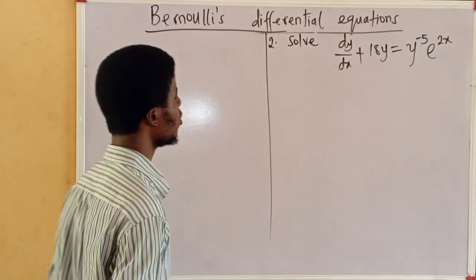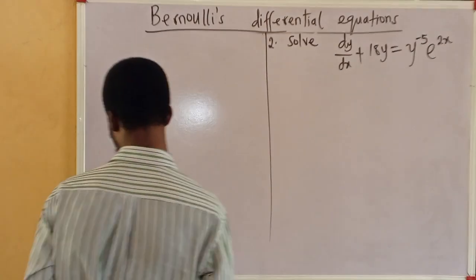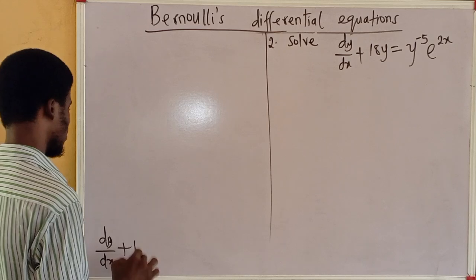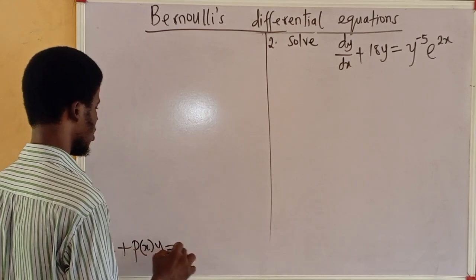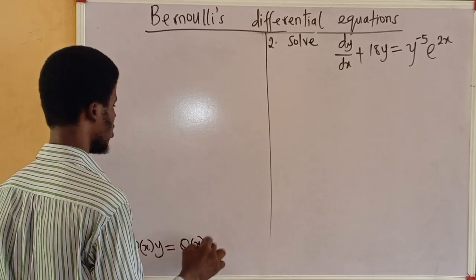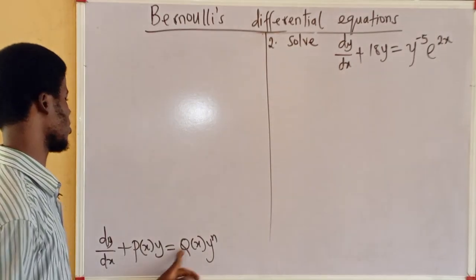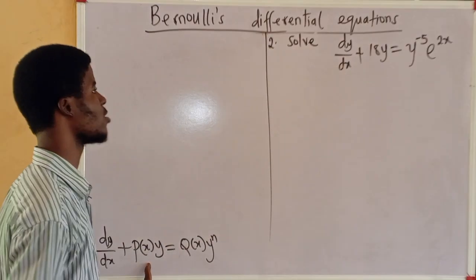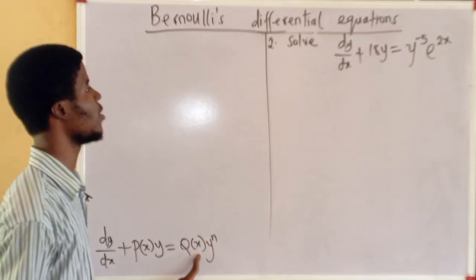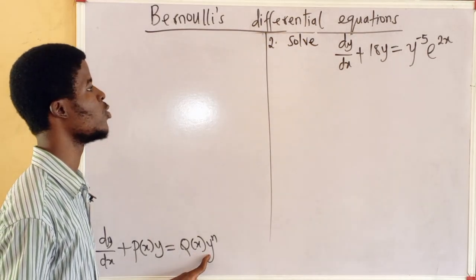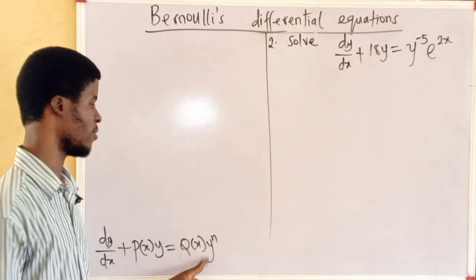The Bernoulli's equation is of the form dy/dx plus p of x into y equal to q of x times y to the power of n. Alright. So we can see something like this there. P of x is 18. Q of x is e to the power of 2x. And y to the power of n is y to the power of minus 5.